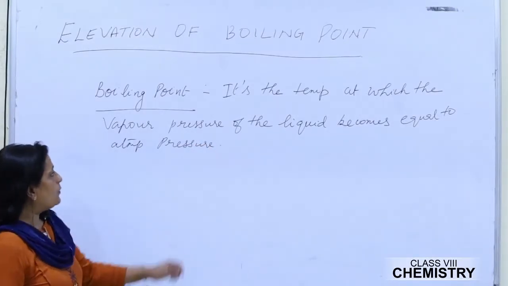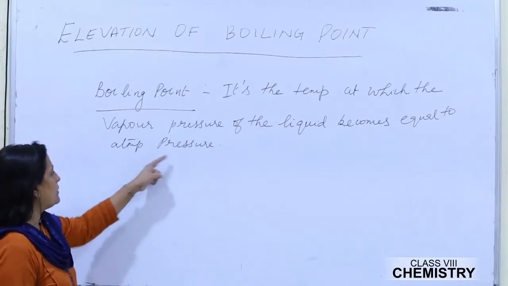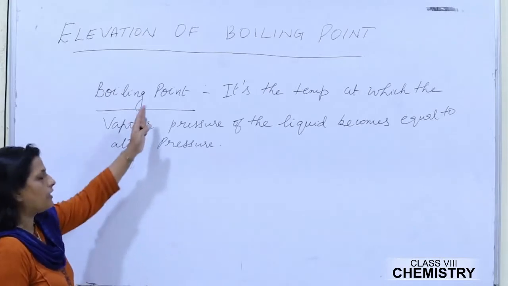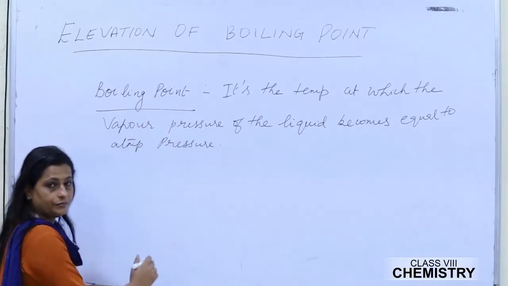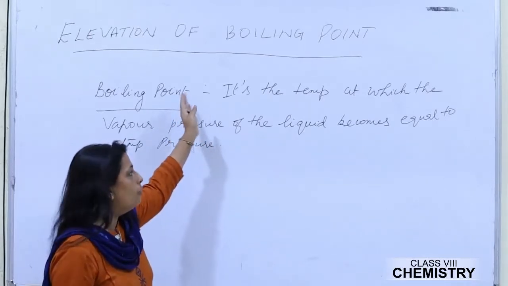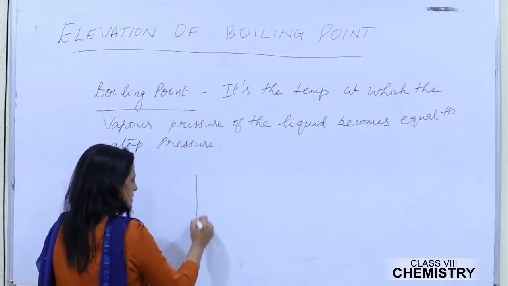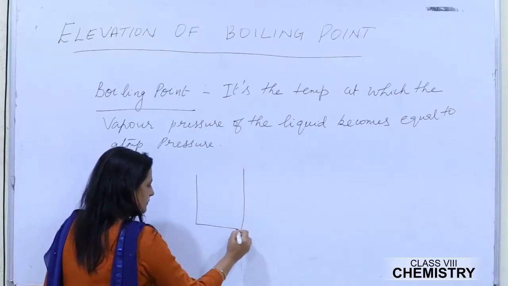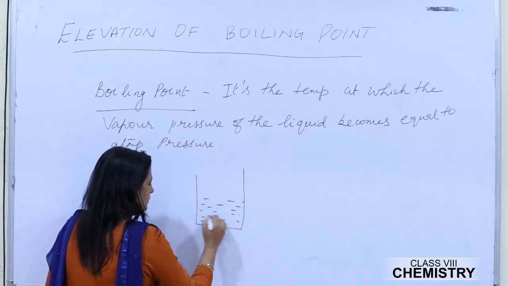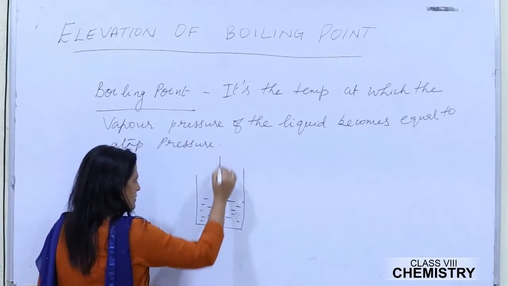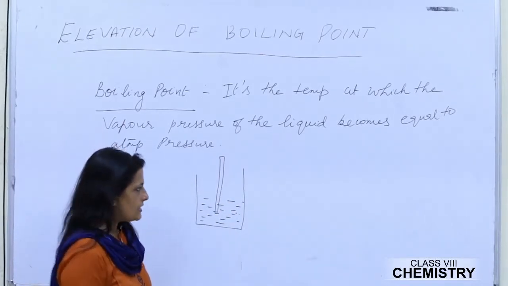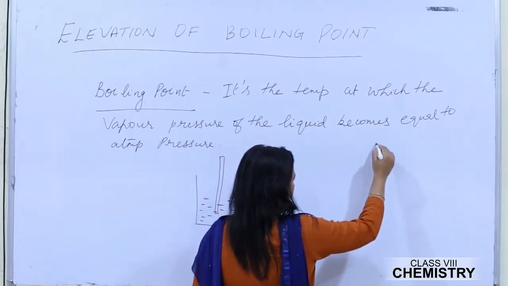So the temperature at which the vapor pressure of a liquid becomes equal to atmospheric pressure is known as boiling point. So let's do a simple experiment which will make it more clear. Just taking a beaker, in that I am taking water in which a thermometer is placed. The room temperature on the thermometer is 25 degrees C. And let us plot a graph also here.